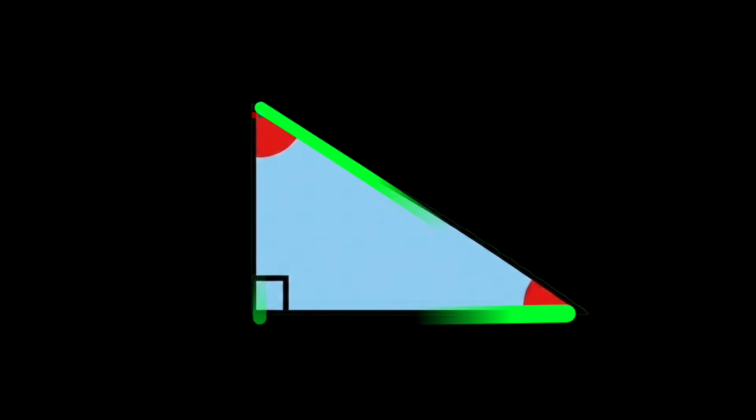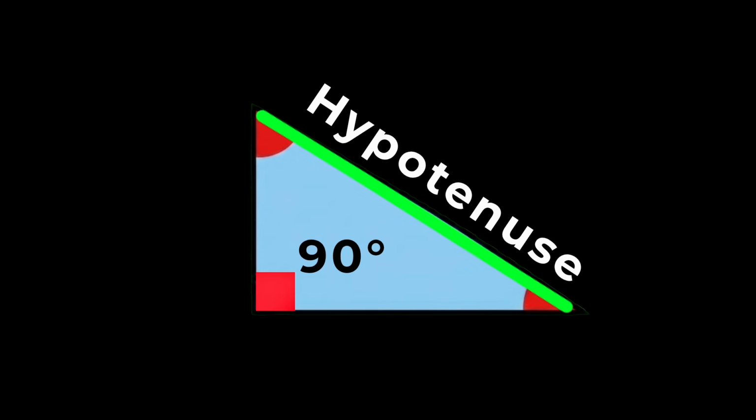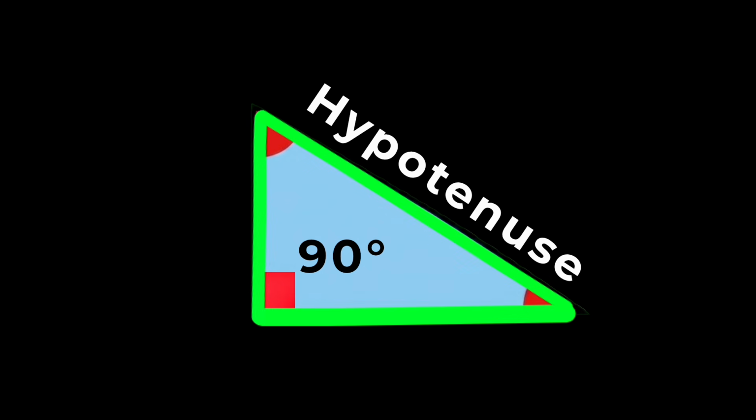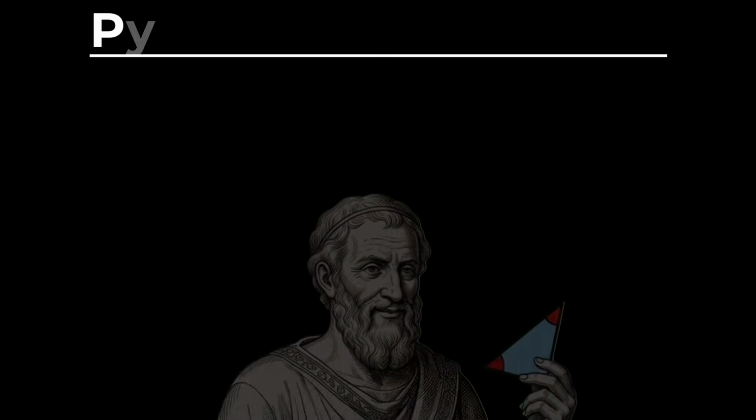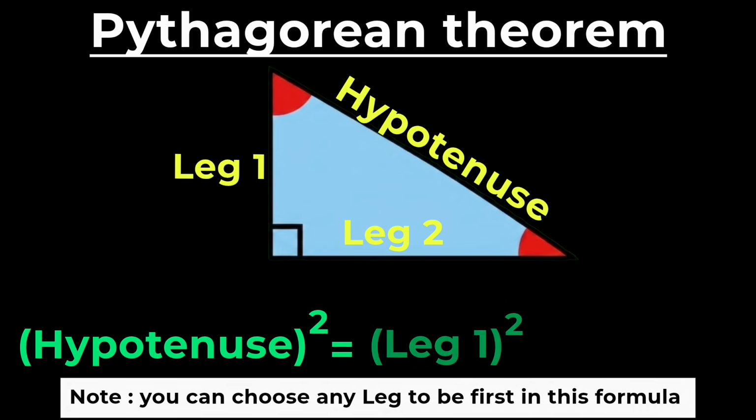A right triangle has one angle equal to 90 degrees. The longest side is called the hypotenuse, and the other two are called the legs. The first powerful idea of trigonometry is the Pythagorean theorem. It says the hypotenuse squared equals the first leg squared plus the second leg squared.